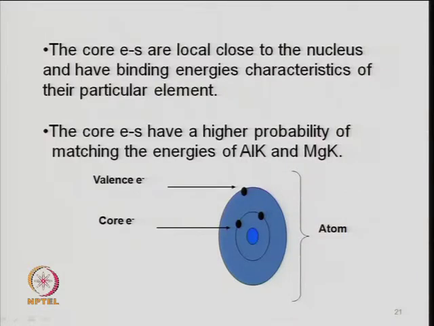Core electrons are local, close to the nucleus, and have a binding energy characteristic of their particular element. That is why the core electrons are useful, and they have a higher probability of matching the energies of the Al K-alpha or Mg K-alpha source used for the X-ray analysis. So, valence electron, core electron, atom: we are looking at something like this in this course.